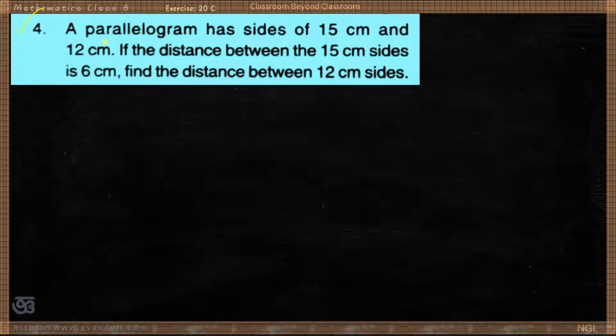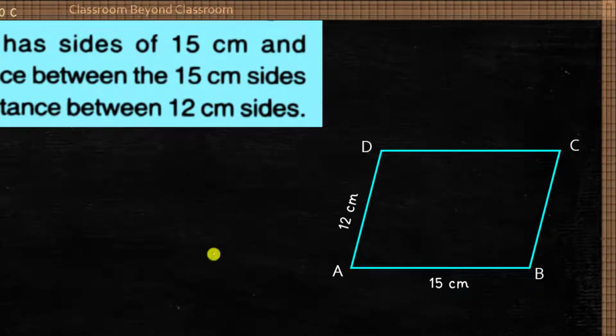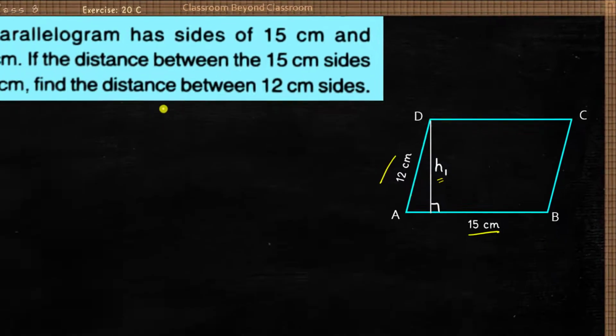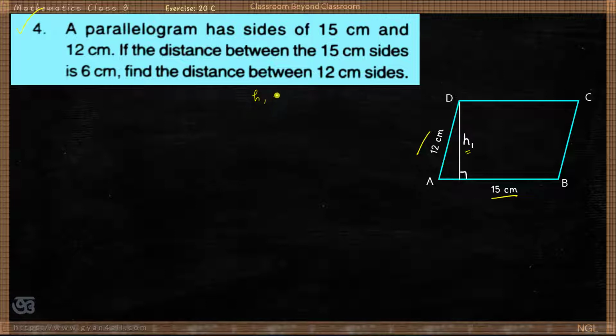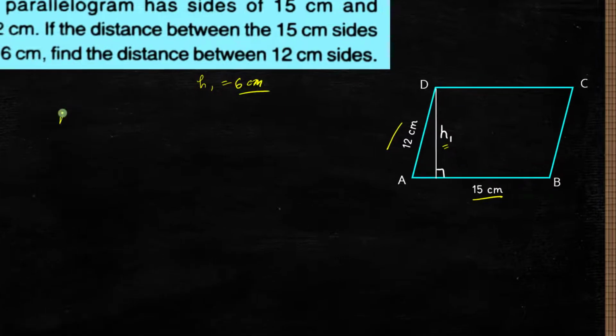Question number 4. A parallelogram has sides 15 centimeter and 12 centimeter. If the distance between 15 centimeter sides is 6 centimeter, find the distance between 12 centimeter sides. This is the parallelogram. AB equal to 15 centimeter and DA is equal to 12 centimeter. And the height between them is equal to, say, H1, and H1 is given. H1 is 6 centimeter. So what is the area of the parallelogram?